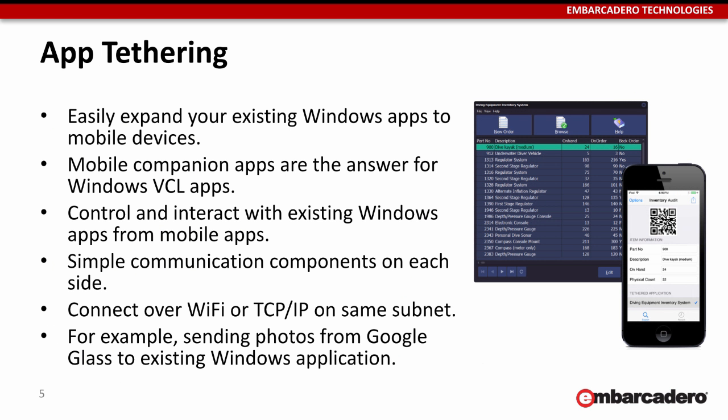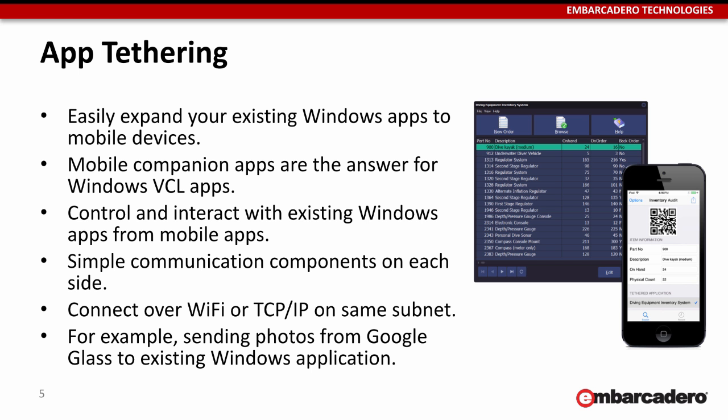That's where app tethering comes in. App tethering allows you to easily expand your existing Windows applications to mobile devices by building mobile companion apps that expand the reach of your Windows VCL applications. So this means you don't have to try and migrate your app from Windows to mobile. Instead, you can extend its reach. So you can control and interact with the existing Windows application from the mobile app.